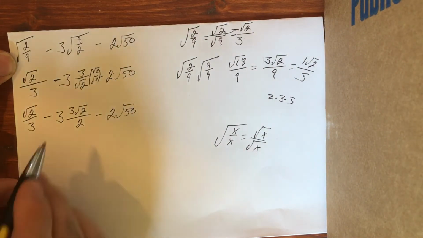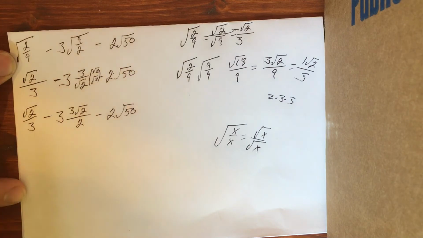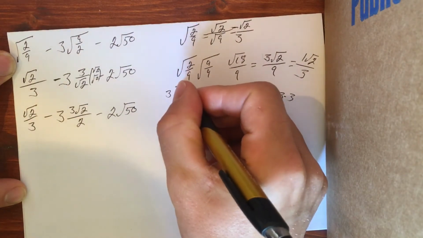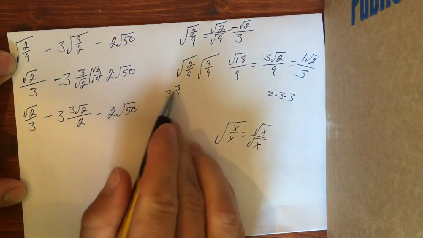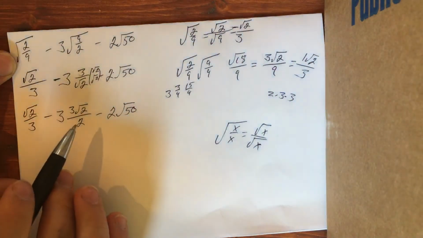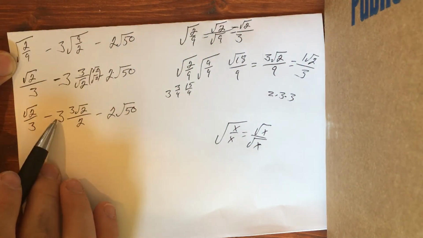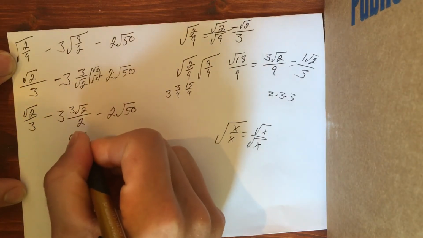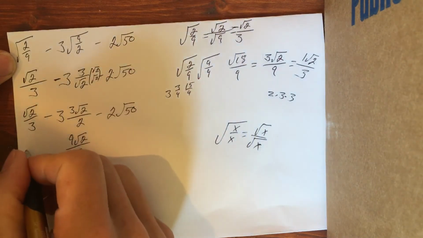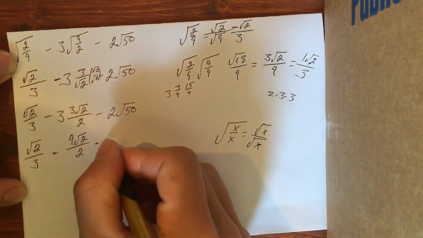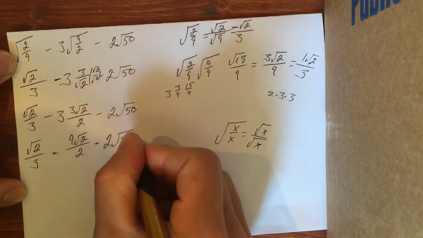Okay, now the next step is to change this mixed number into an improper fraction. And remember, in any improper fraction, like if we had 3 and 3/4, we go 4 times 3 is 12, plus 3 is 15 over 4. So we do the same thing here: 2 times 3 is 6, plus 3 is 9. So 9 square root of 2 over 2. Again, here we're just going to copy the square root of 2 over 3 minus, and 2 over square root of 50.